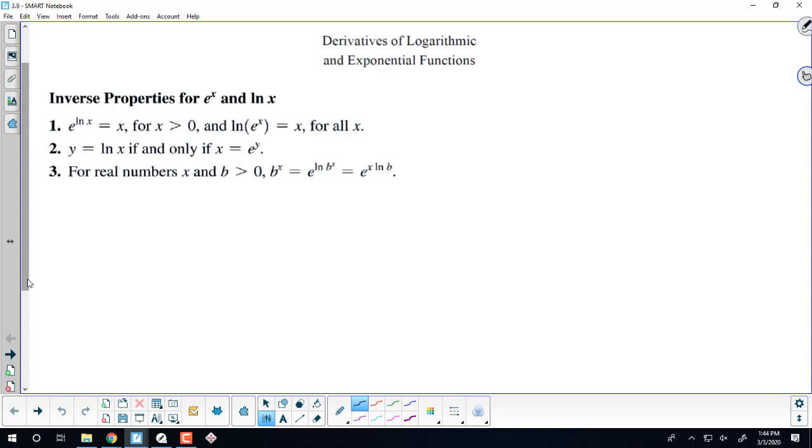But each individual derivative that we look at does rely on one of these properties. So those are the inverse properties for the natural log and the exponential base e. Hopefully you remember those. Two is just the actual definition of our natural logarithm. When you say y equals the natural log of x, what that means is e to what power gives me x. e to the y power gives me x.